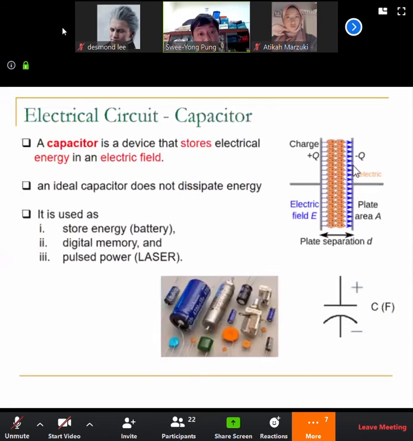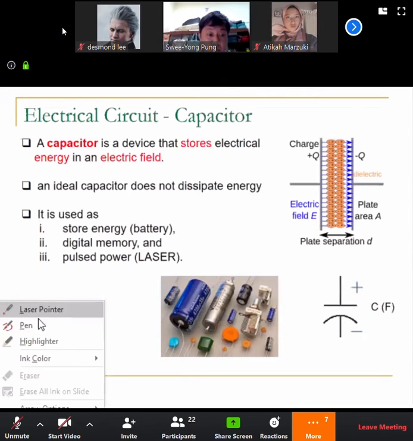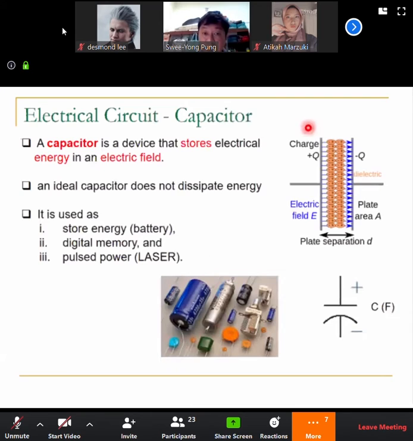Then we go to capacitor. Capacitor is a device that we can use to store energy. Now on your right hand side here, this is a simple setup for capacitors where we sandwich a dielectric layer between two conductor plates.